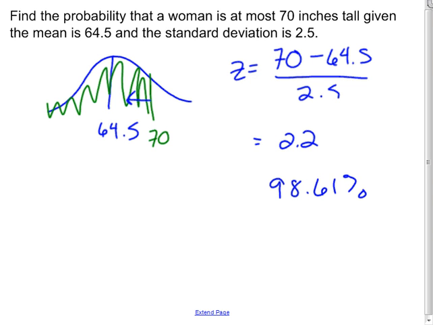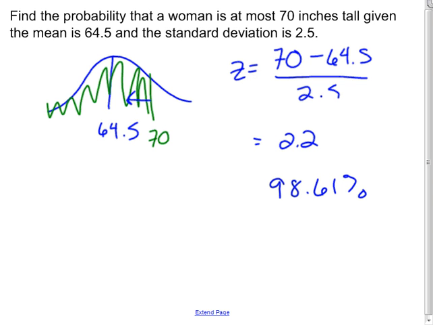And part of the reason I have you draw your picture is that way you know if you were going from that value up. Because maybe I wanted to know the probability that a woman is at least 70 inches tall. So from 70 up, then I'd have to subtract that from 100% to figure out the complement to it. So make sure you read them very closely, and that's part of the reason I make those pictures, so at least that way you can see it as easily as possible.